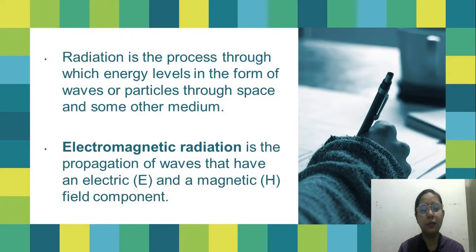Radiation is the process through which energy travels in the form of waves or particles through space and some other medium. So radiation is the traveling of waves or particles. When we say electromagnetic radiation, it is the propagation of waves that have an electric and a magnetic field component. So there are two components in electromagnetic radiation. We have the electric field and the magnetic field. That's why it's called electromagnetic radiation.